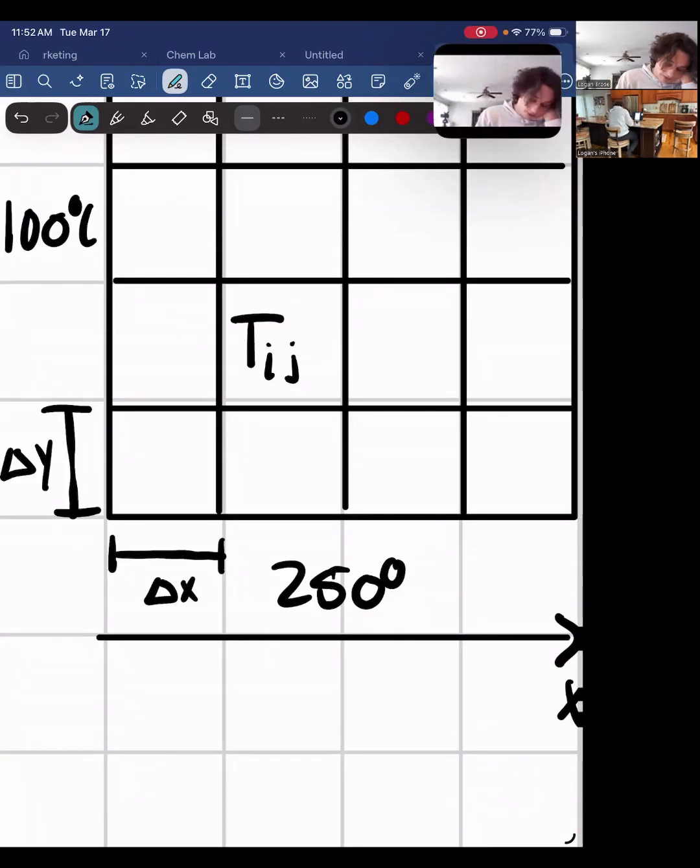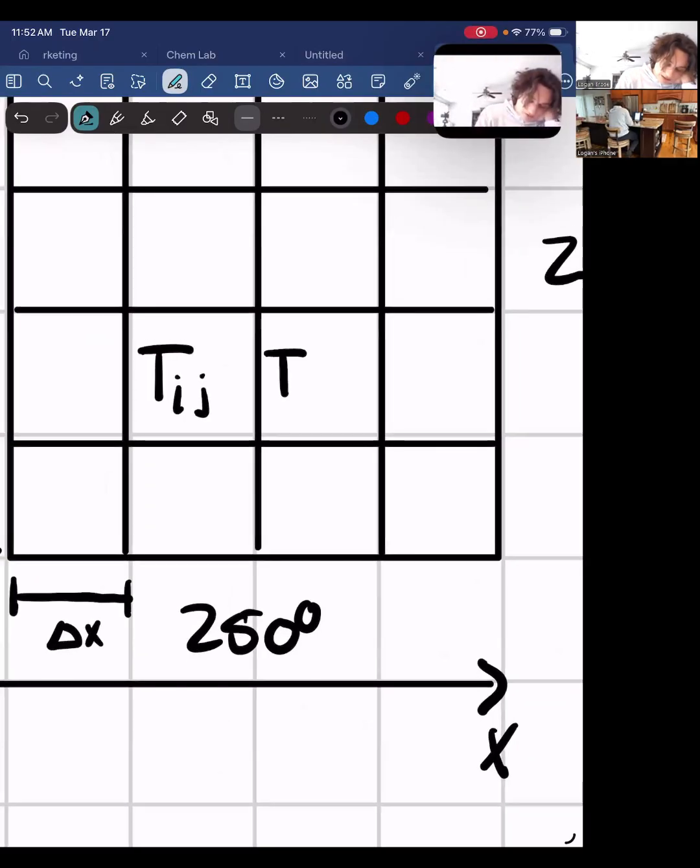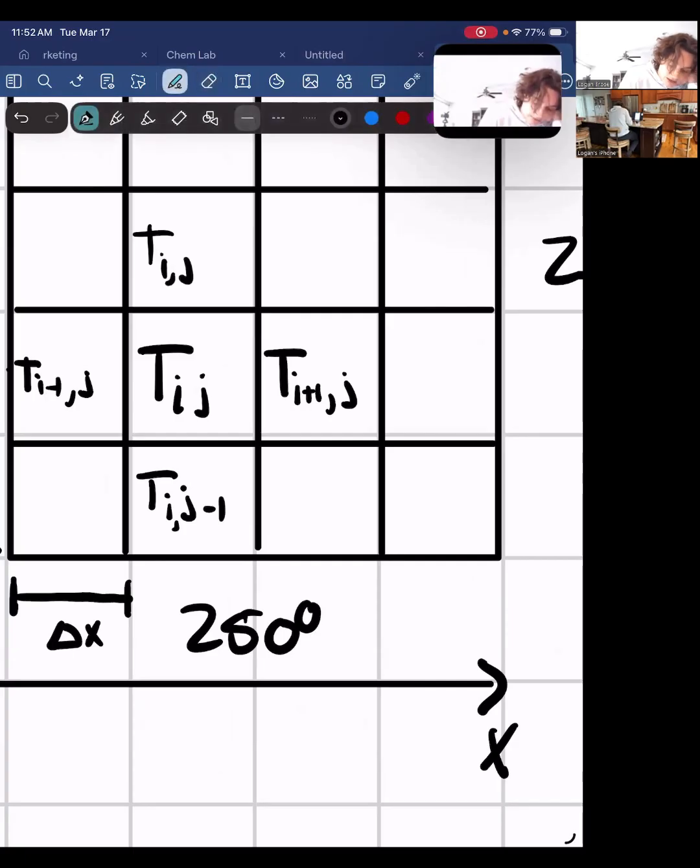And then we can look around it, right? We have our temperature at i plus 1, j. We have our temperature at i minus 1, j. Our temperature at i, j minus 1. And then our temperature at i, j plus 1, right? So that is what's around the temperature that we're looking at.